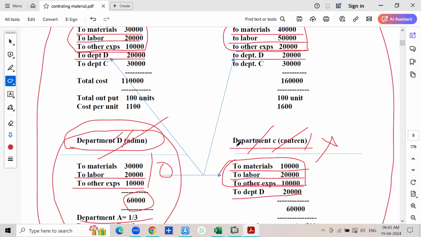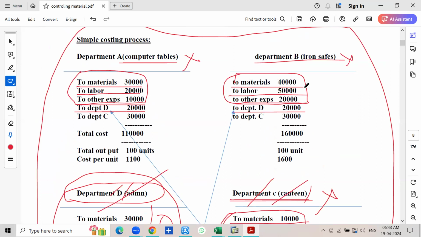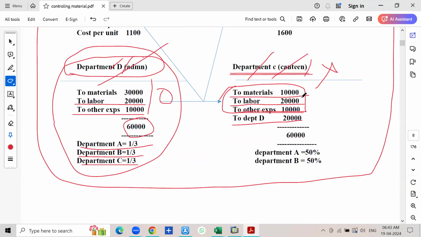So in that case, the cost of canteen should be borne by department A and department B only, right? That's why the management wants to allocate 50% to department A and 50% to department B. Here, the original cost of department C is 40,000, right? Then department C has received a cost from the administration department, 20,000, right? So the total cost of department C is 60,000.